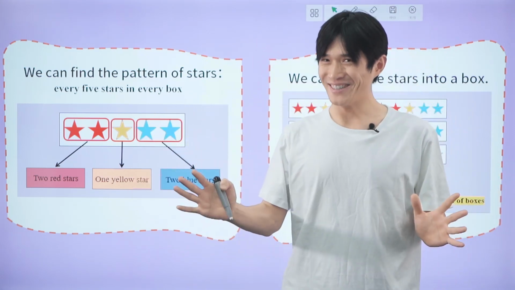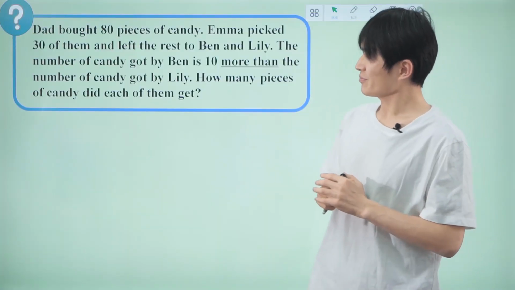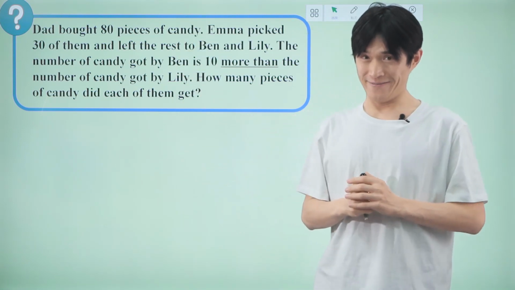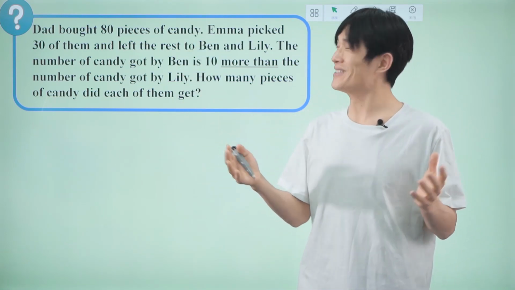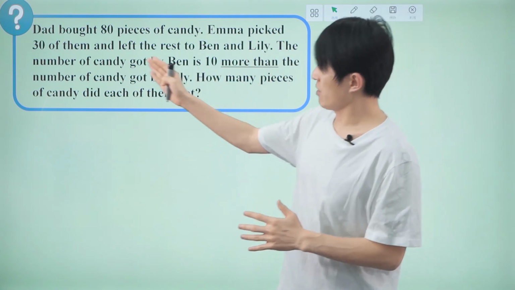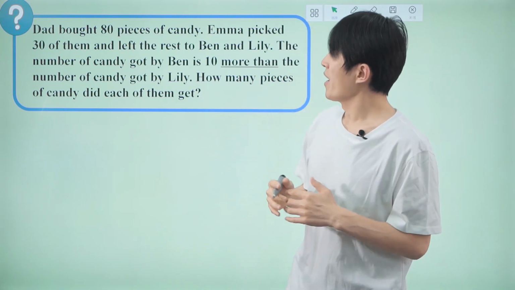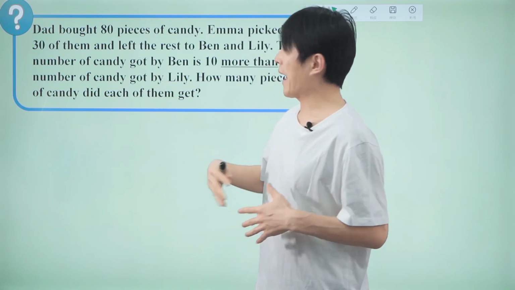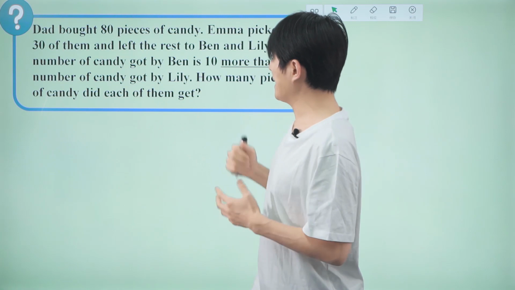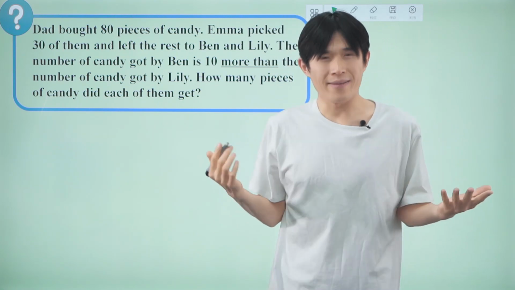Okay? All right. So here comes question number 3. So Dad bought 80 pieces of candy. Lots of candy. Who doesn't love candies? So Emma picked 30 of them and left the rest to Ben and Lily. The number of candy got by Ben is 10 more than the number of candy got by Lily. So how many pieces of candy did each of them get?